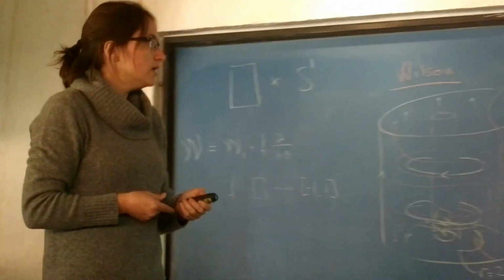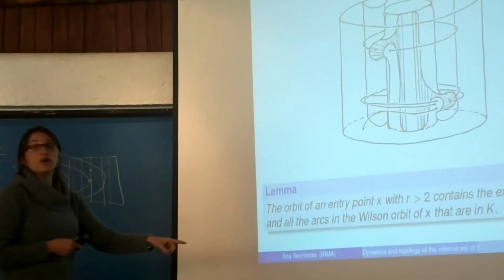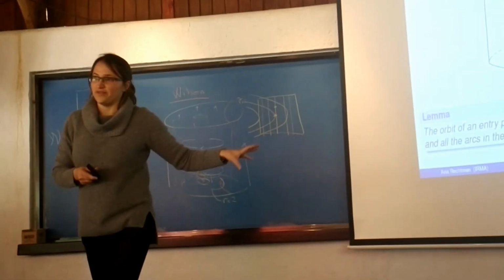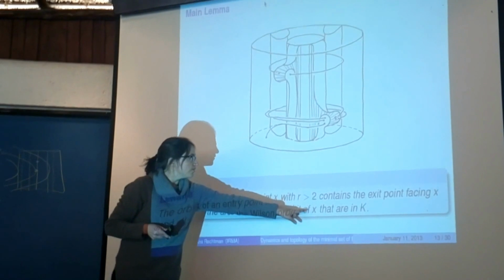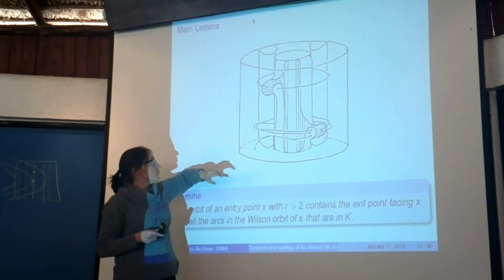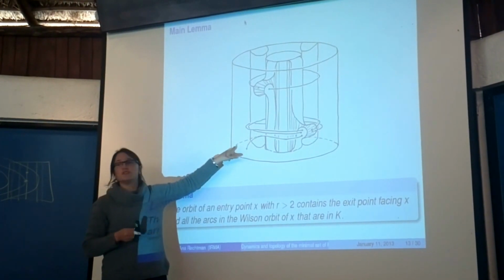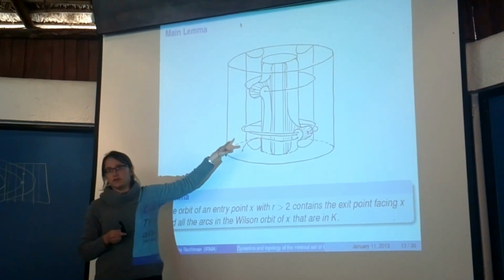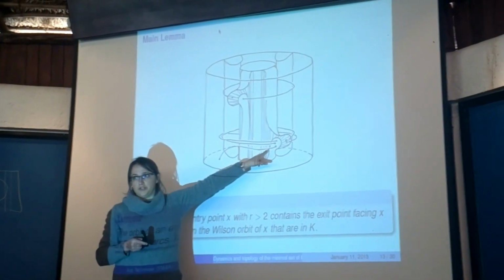Okay? And more than that, it will contain all the Wilson arcs of the orbits that survive, meaning that all the arcs of the orbit of X are in this point. Okay? So for example, if you take this point and you follow it. So I'm starting with a point that has radius bigger than 2. Okay? It will go and intersect the insertion.